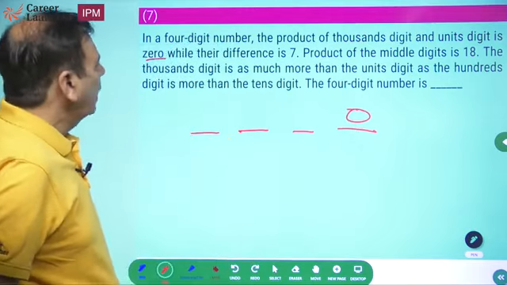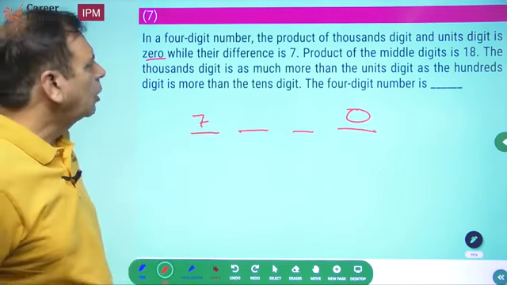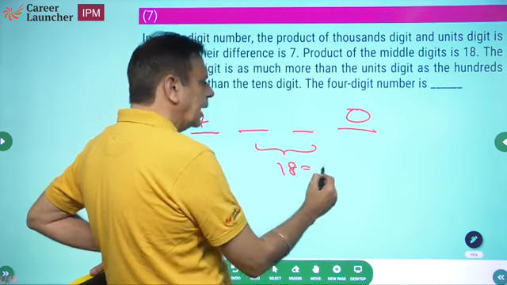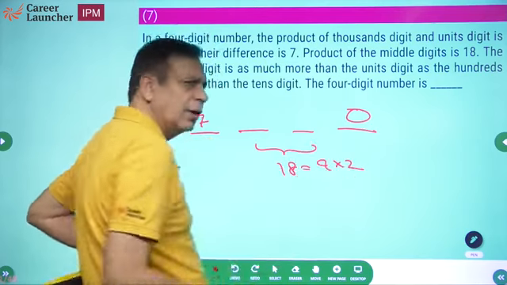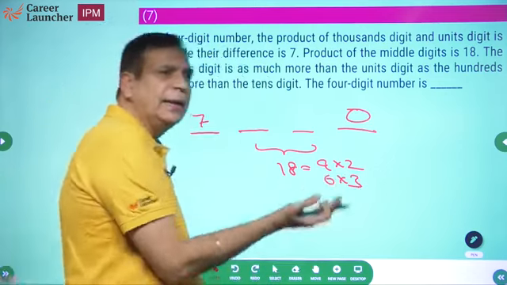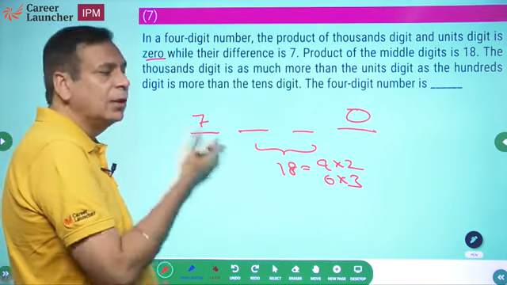Okay. While their difference is 7, that means this should be 7. Product of the middle digits is 18. These two are 18. What can they be? 9 into 2. That's the only possibility, na? Oh, there's a 6 into 3 also. Obviously, 18 into 1 is ruled out. These are the two possibilities. They can be 2, 9, 9, 2, 6, 3, 3, 6.